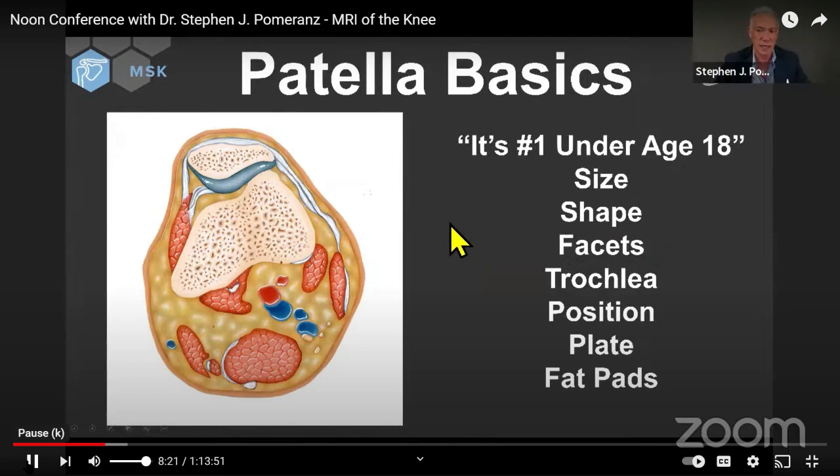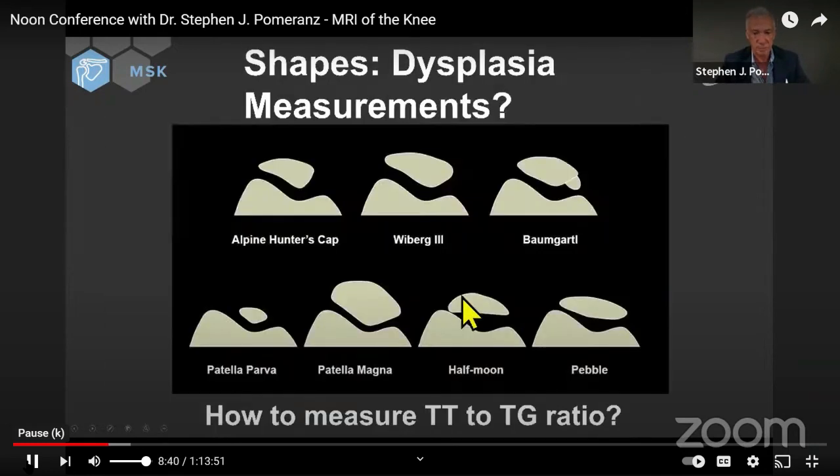If the patient is under 18, the most common cause of pain in the knee under age 18 is the patella. We're going to look at things like size, shape, facets, the trochlea. We'll look for dysplasias, position, the plate status, the fat pads. Let's take a look at some examples of different patellar shapes.